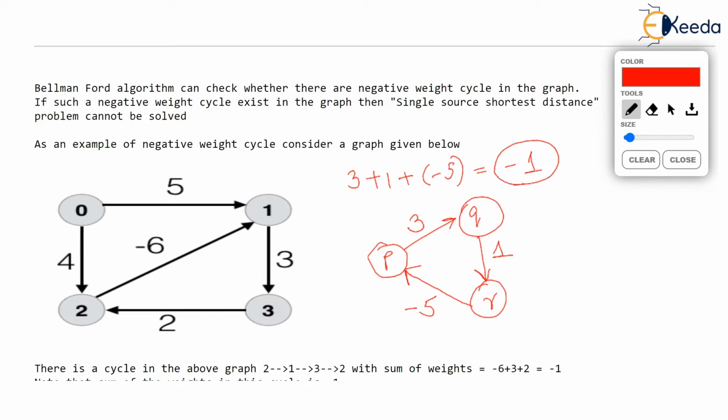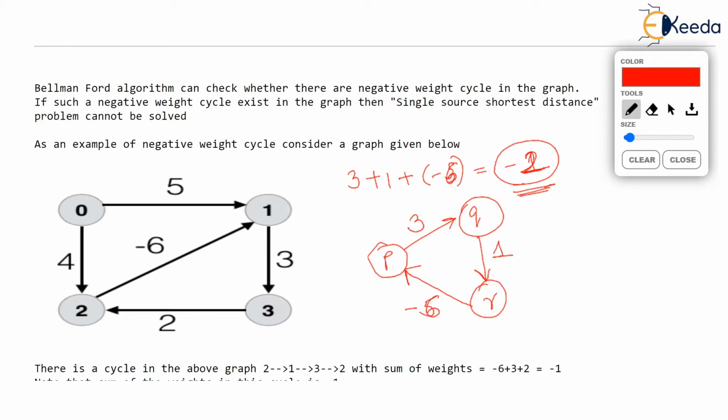Or let's say the weight of Q to R was 1, but the weight from R to P was minus 6, then the sum of all the weights will be 3, 1, and minus 6, which will be equal to minus 2. So the sum comes out as negative. So we say this is a cycle whose addition of all the weights comes out as negative, and such a cycle is known as negative weight cycle.